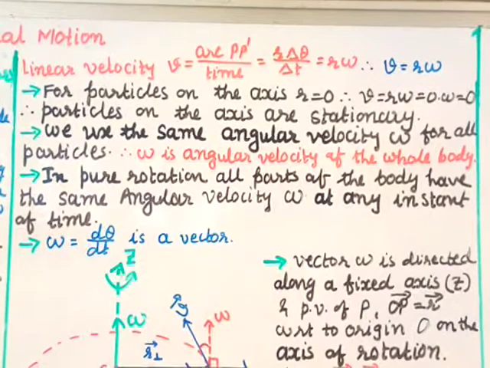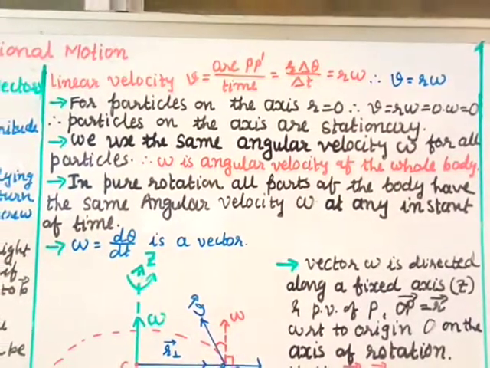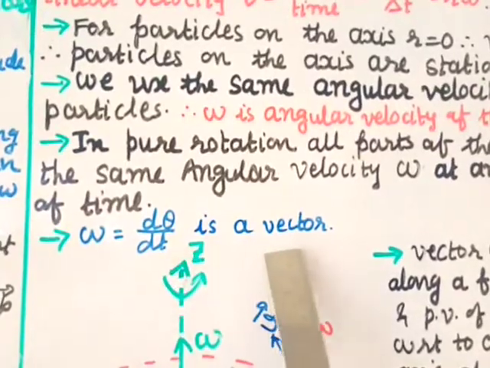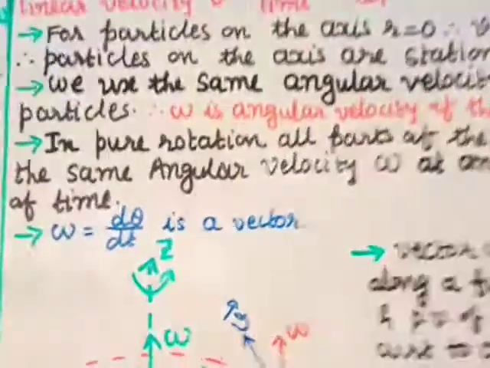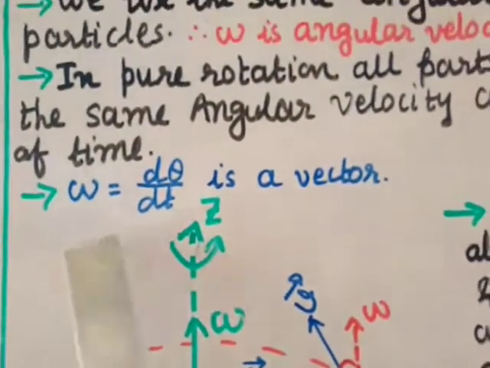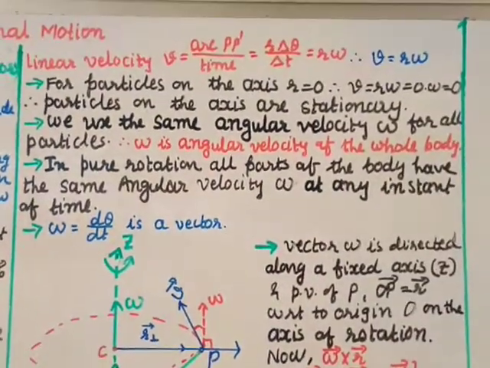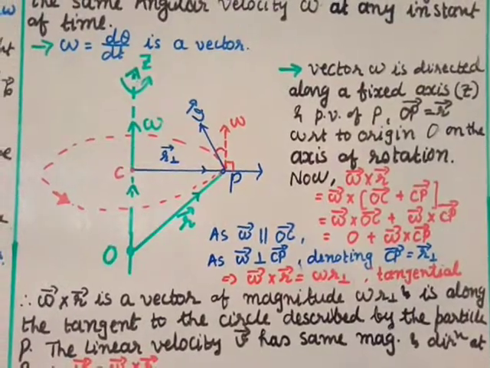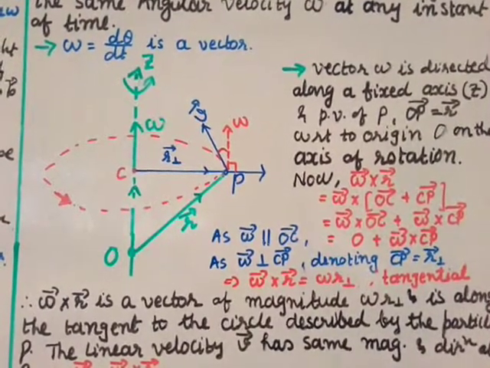Similarly, for pure rotational motion, the angular velocity is the same. So omega is equal to d theta by dt, which is a vector. Before, I was telling you that omega also is a vector, so we can say that omega equal to d theta by dt is a vector. Now let us find the value of vector omega cross vector r.